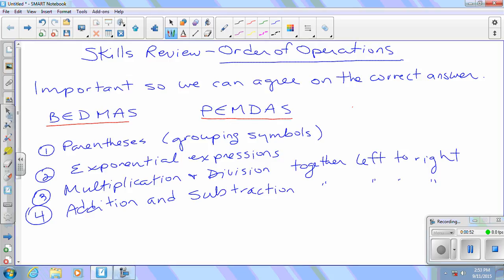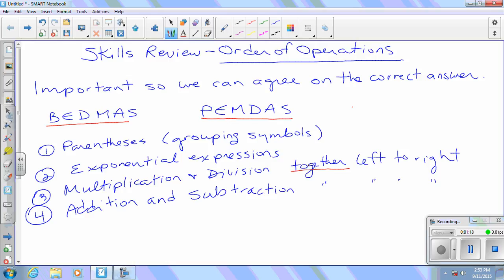So the first one is parentheses, otherwise known as brackets, or any other grouping symbols. And we'll talk about grouping symbols in a couple of the examples as well. The second order, you'll do any exponential expressions. And then the third order is multiplication and division done together, working left to right.